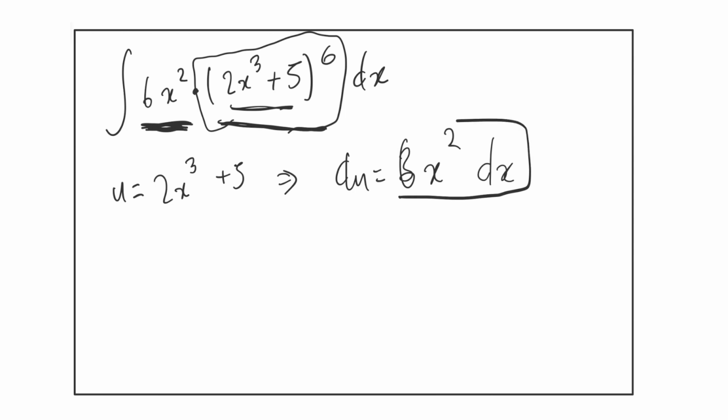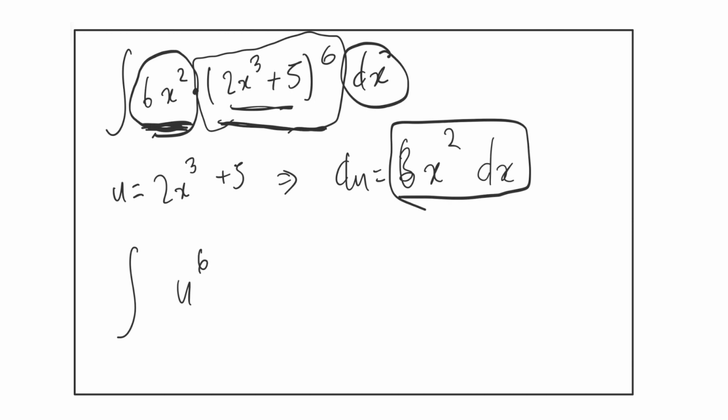We have 6x squared dx in our integrand. 6x squared is here, dx is here, so we can make that substitution. So our integral then becomes the integral of, so we said u is 2x cubed plus 5, so that means you would have u to the power of 6, because we substituted u for 2x cubed plus 5, so u to the power of 6 times du.